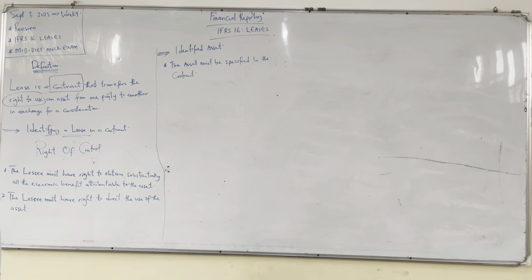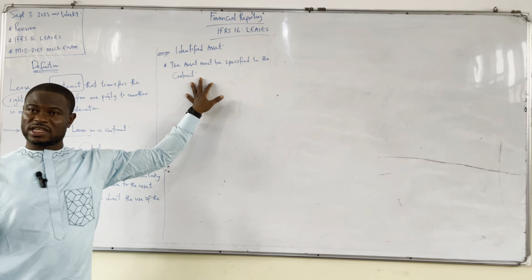The asset must be specified in the contract, meaning that the supplier cannot tell you, okay, you can lease any of my assets. Maybe the guy has many trucks. You go there because you want to lease a truck, and he says, okay, you can take any of my trucks whenever you want to. No, that is not a lease. In a lease arrangement, we must know the specific asset that we are leasing. That is the one we're going to be accounting for very soon. That's one. The asset must be specified in the contract.